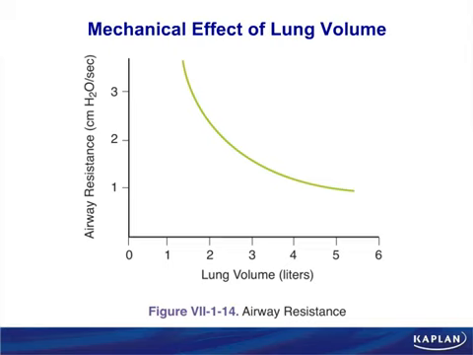A very important concept in respiratory is illustrated on this slide. Notice what this slide says. We have lung volume on the X, airway resistance on the Y. As lung volume goes up, airway resistance goes down. So there's an inverse relationship between lung volume and airway resistance. All right, what is the mechanism for this? Well, let's do that on the next slide.